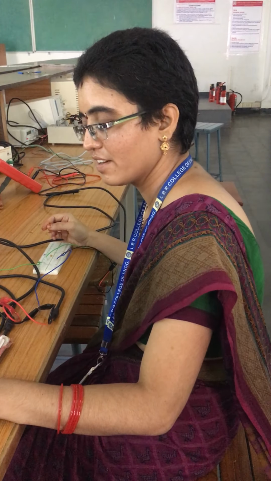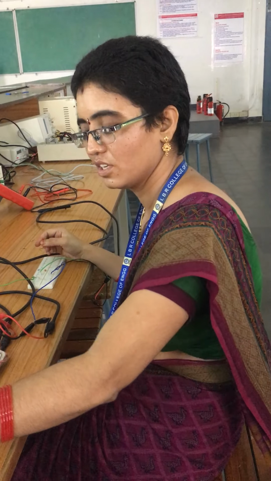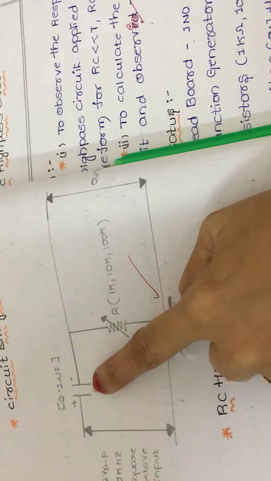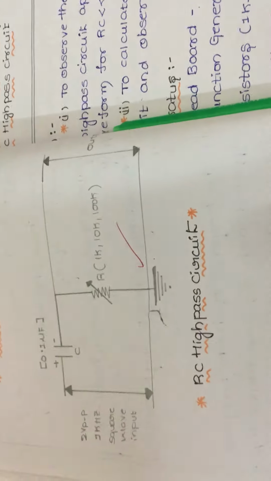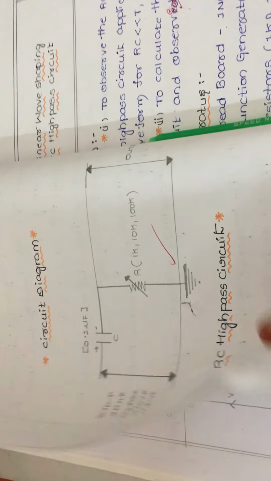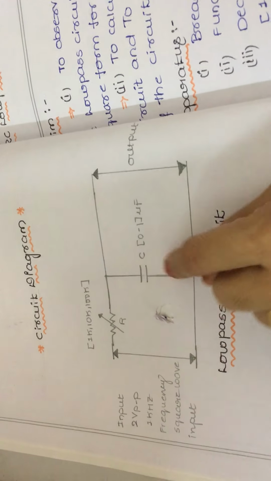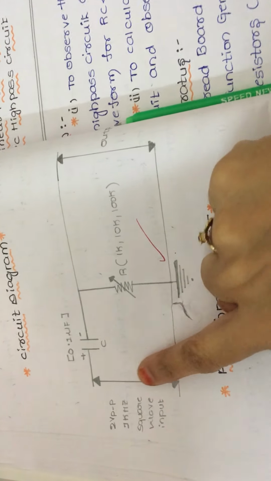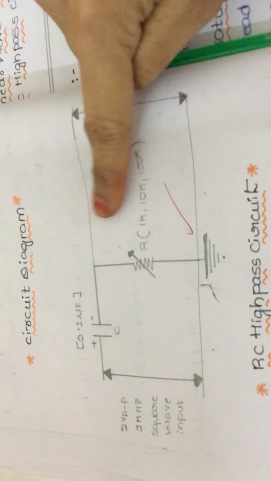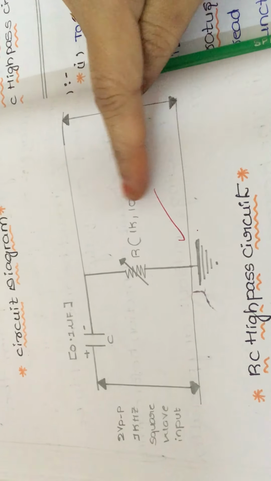The next type of linear wave shaping circuit is the RC high-pass circuit. This is the circuit diagram of the RC high-pass circuit, which comprises a capacitor and a resistor. The difference between the RC low-pass circuit and the high-pass circuit is that in the low-pass circuit, input is given to the resistor and output is collected across the capacitor. In the RC high-pass circuit, input is given to the capacitor and output is collected across the resistor.